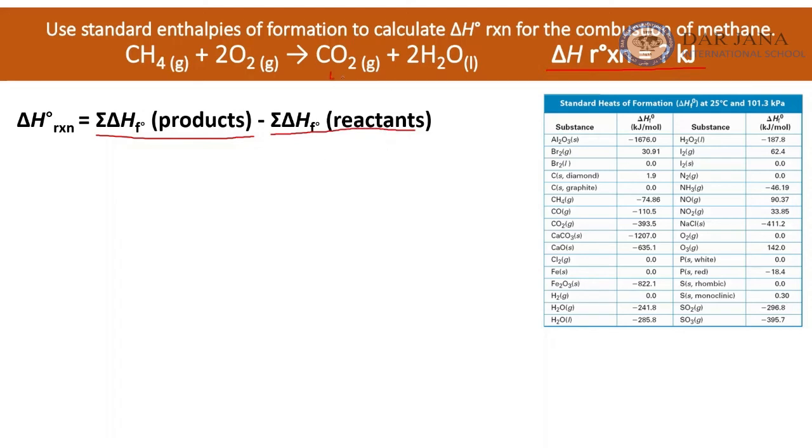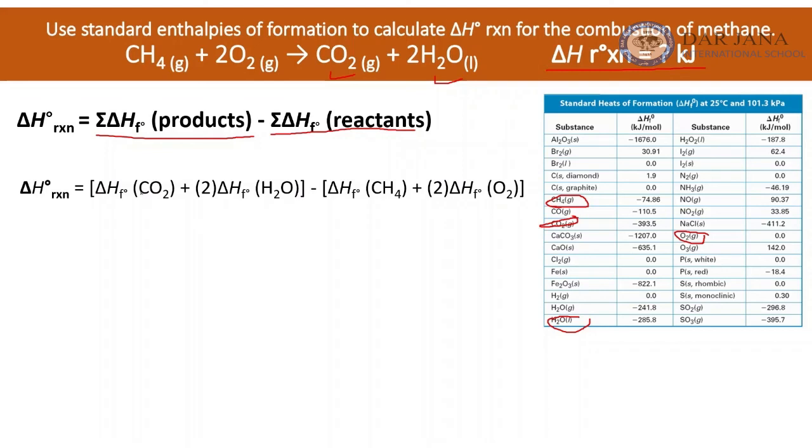The products here are CO2 and H2O. CO2 in the gas state, H2O in the liquid state. So carbon dioxide is this one, and water is this one. These are the values. For CH4, this is CH4 gas, and O2 gas is here. This is the value, it's 0. So we just substitute the values, and as we said, we add the delta H formation of the products together and the delta H formation of the reactants together. Don't forget to multiply the delta H of formation by the coefficient.